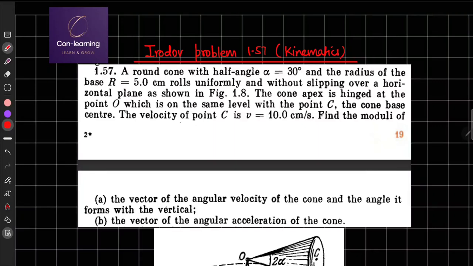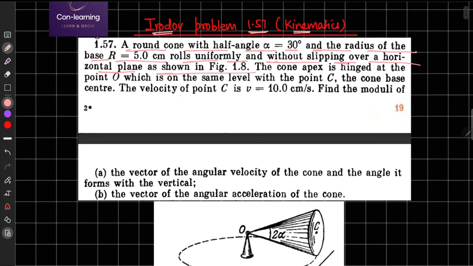Hello everyone. In this video, we are going to solve problem number 1.57 from Irodov, and that is related to kinematics. So let us first understand the problem and then we will solve it step by step. A round cone with a half angle alpha equal to 30 degrees and the radius of the base r equal to 5 centimeter rolls uniformly and without slipping over a horizontal plane as shown in figure 1.8.